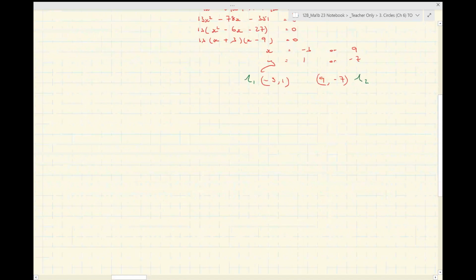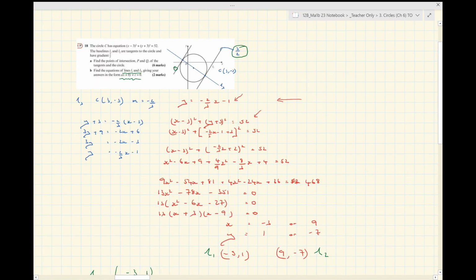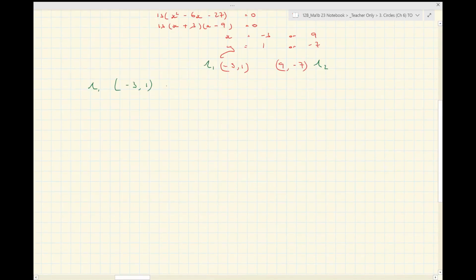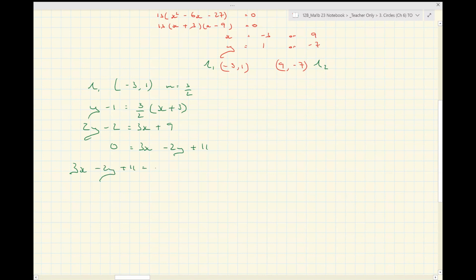So let's do L1 first. L1, my point on the line is minus 3, 1, and the gradient of the line is 3 over 2. I'm going to use y minus y1 equals m times x minus x1. Right, let's multiply everything by 2. Multiply out the bracket. Now I want all the x's on one side, so I'm going to keep them here. 3x, take away the 2y, add 2 to both sides, plus 11 equals 0. So my answer is 3x minus 2y plus 11 equals 0.